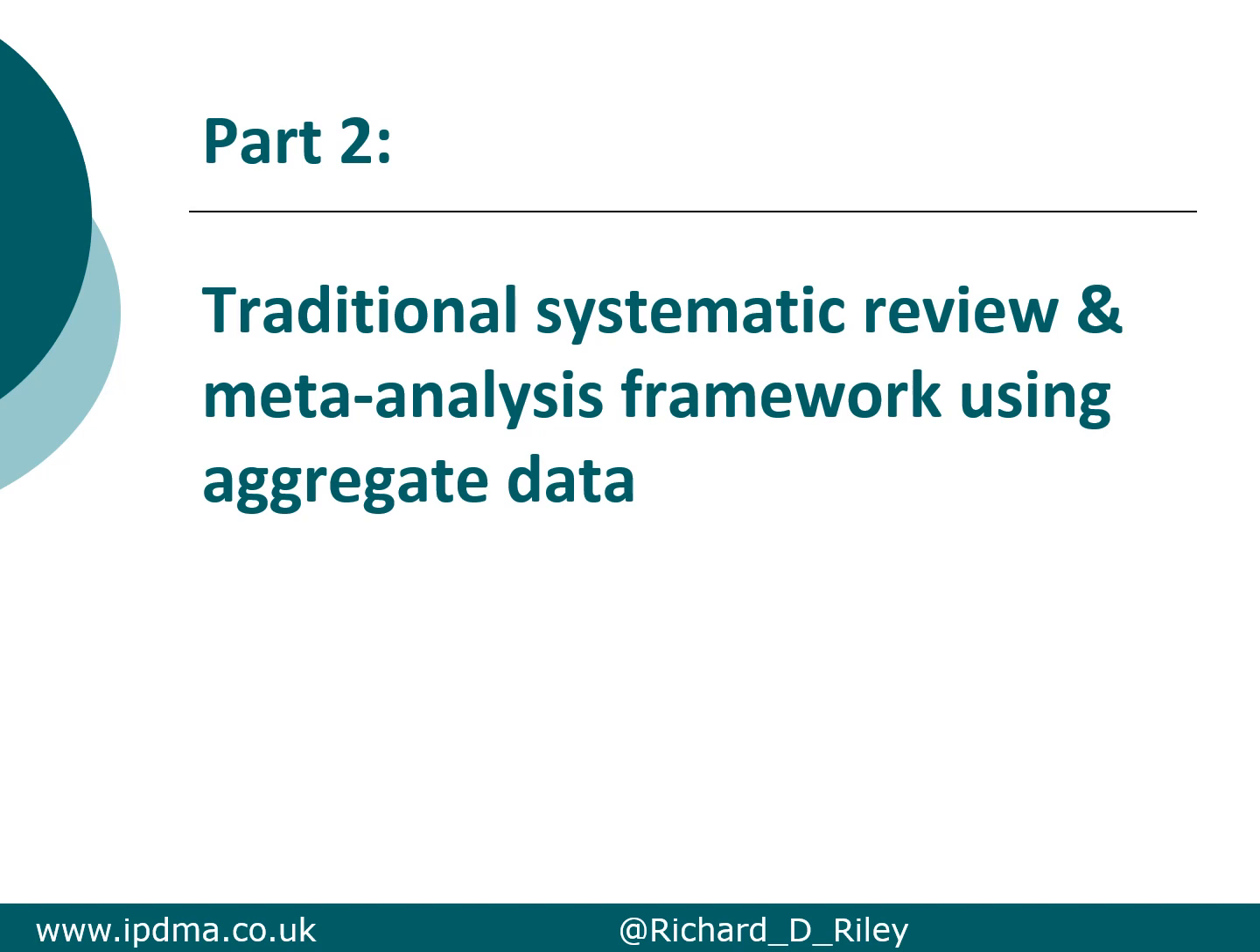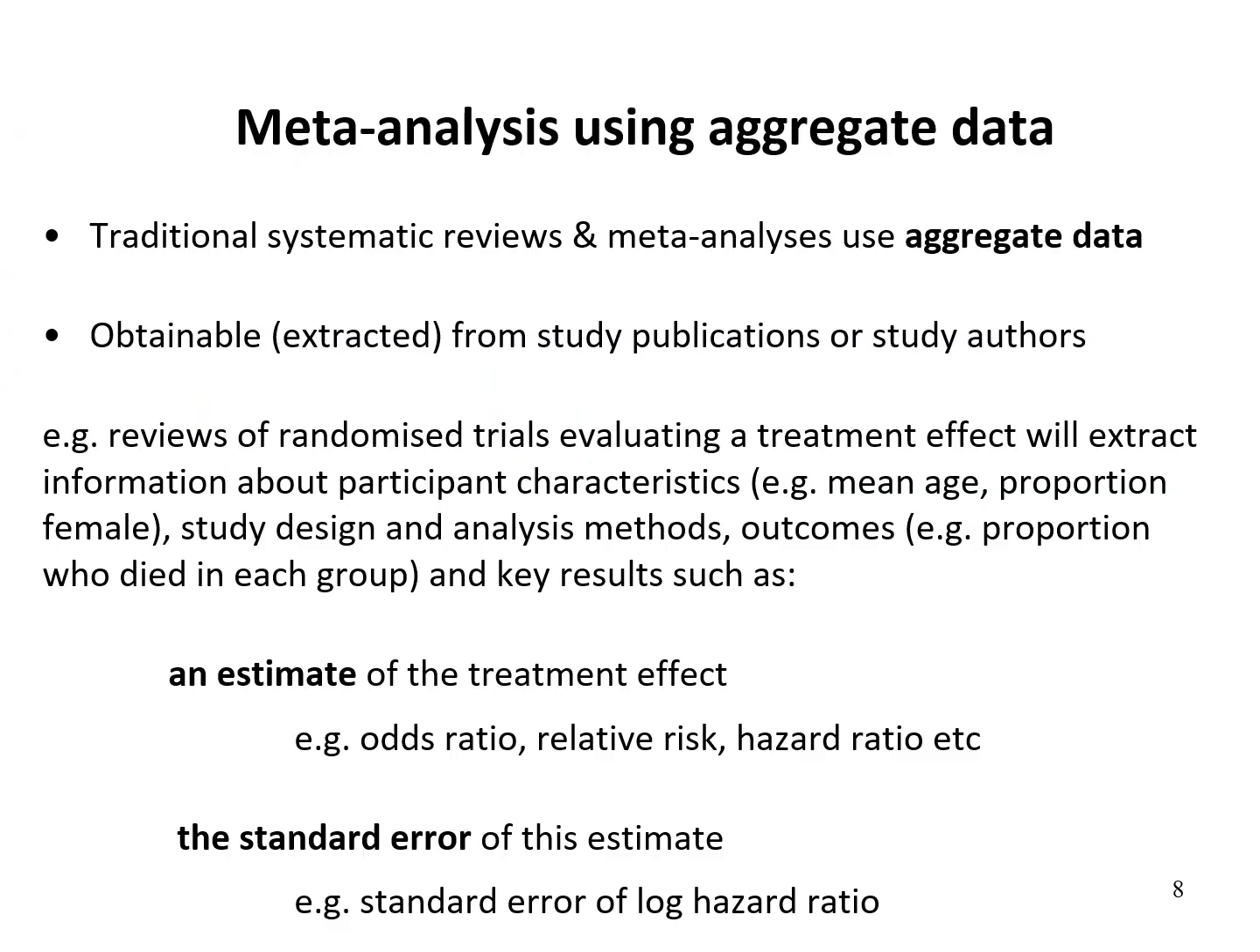Part 2. Traditional systematic review and meta-analysis framework using aggregate data. So traditional systematic reviews and meta-analyses use aggregate data. So by aggregate data we mean information that's been averaged across participants in a particular study, and their results and summaries that are presented in publications or obtained from study authors directly.